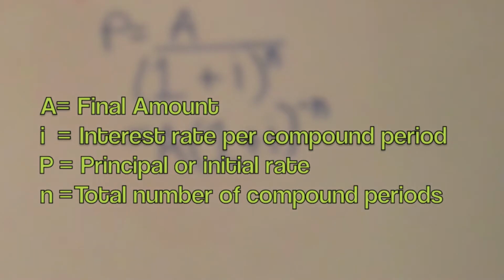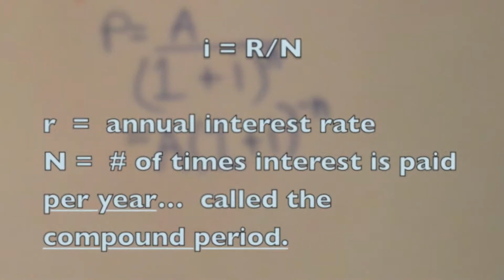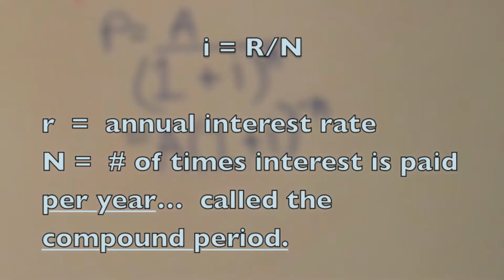A equals final amount, I equals interest rate per compound period, P equals principal or initial value, and N equals total number of compound periods. To calculate I, use I equals R over N, where R is the annual interest rate and N is the number of times interest is paid per year, called the compound period.